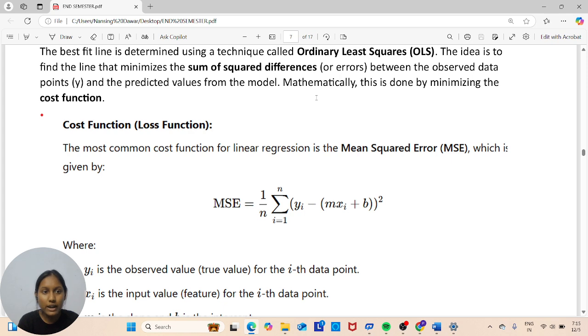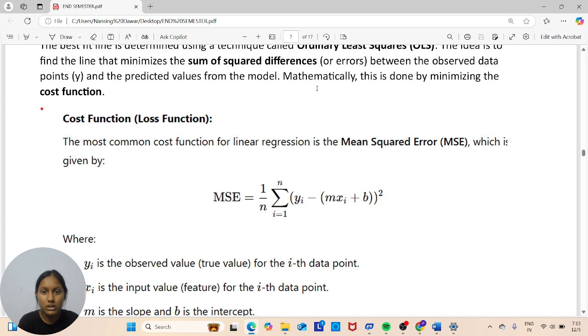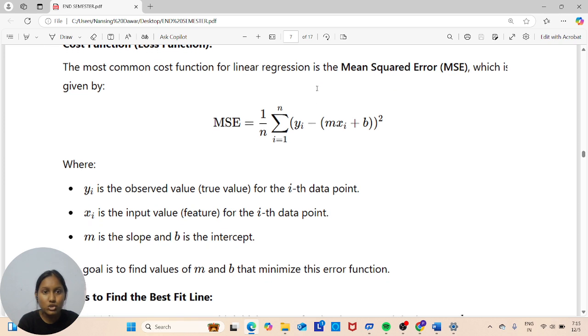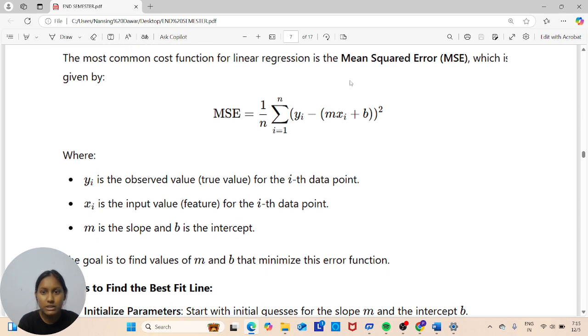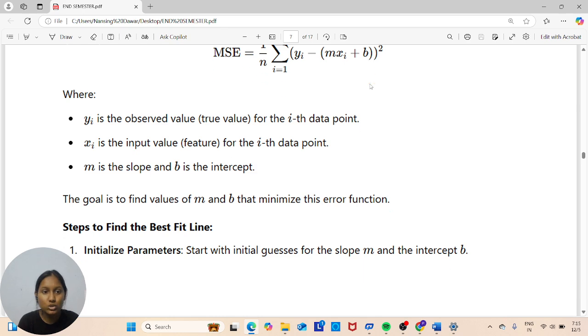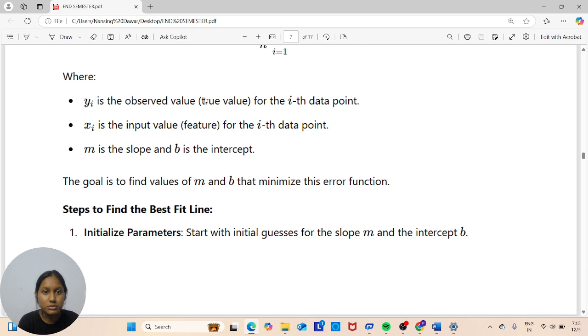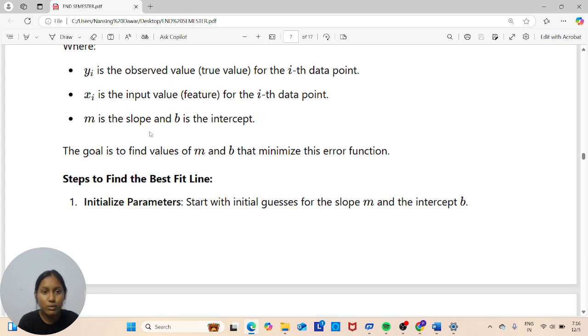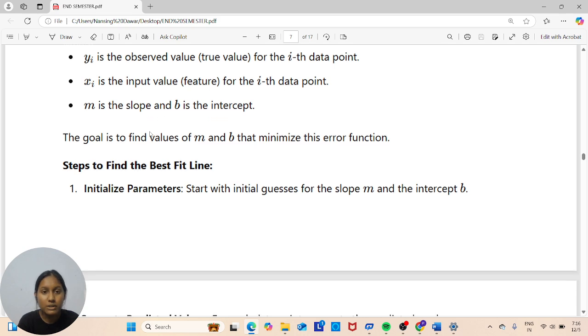The idea is to find the line that minimizes the sum of square differences between the observed data points and the predicted value from the model. Mathematically, this is done by minimizing the cost function. The most common cost function for linear regression is the mean squared error, which is given by MSE equal to 1 by n summation of yi minus (mxi plus b) whole square, where yi is observed value, xi is input value, m is the slope, and b is the intercept.